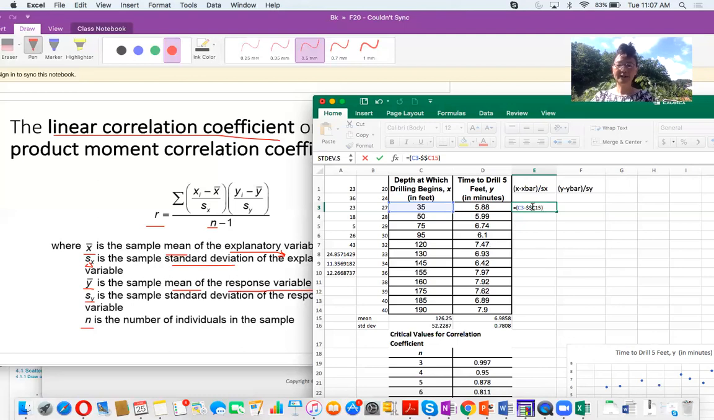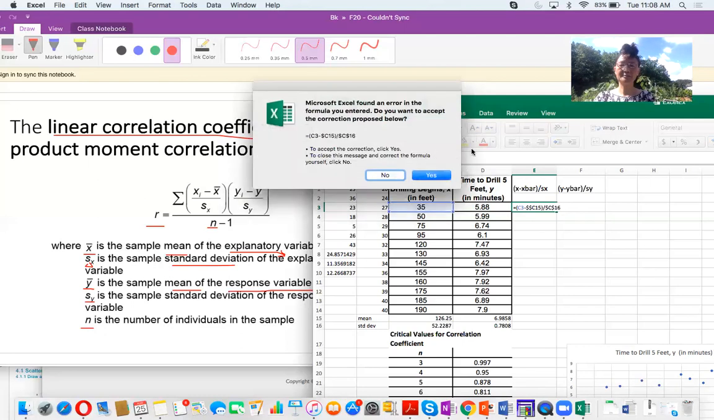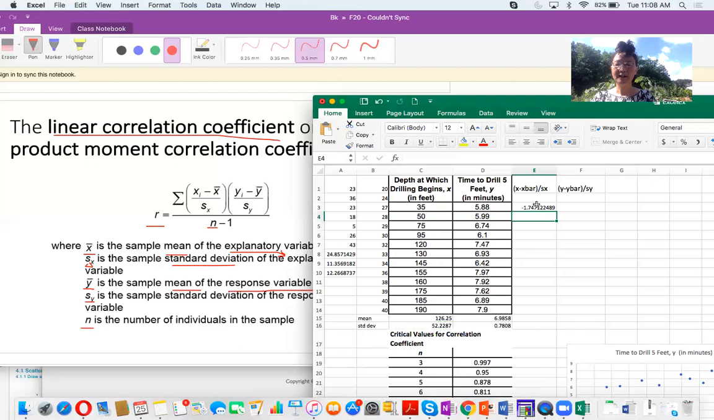So anyway, this is my X minus X bar divided by Sx, the standard deviation. The standard deviation is also fixed for all the x. So I also need absolute cell reference $C$16. Okay, so press enter. Oops. And this is x minus x bar divided by Sx. You can verify on your calculator.